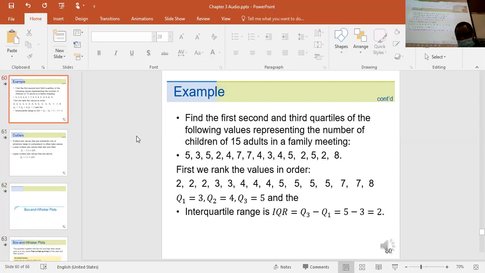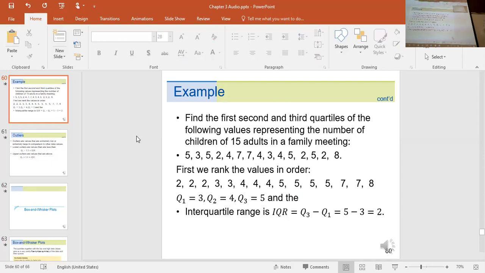Remember, our IQR here is 2. 1.5 times 2 equals 3. Then we look at Q1. Q1 was 3. Then Q1 minus 1.5 IQR equals 3 minus 3 equals 0. But we are saying that if there was a value less than 0, it will be considered an outlier compared to the data set.